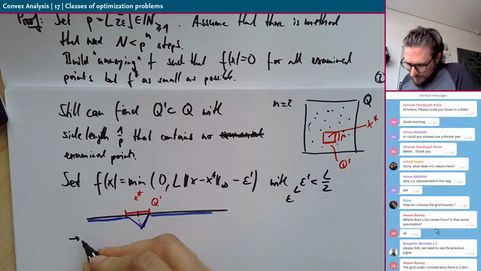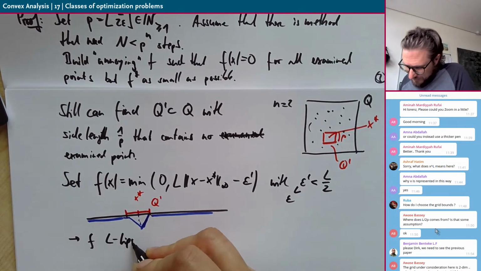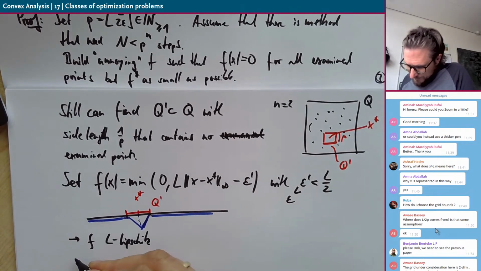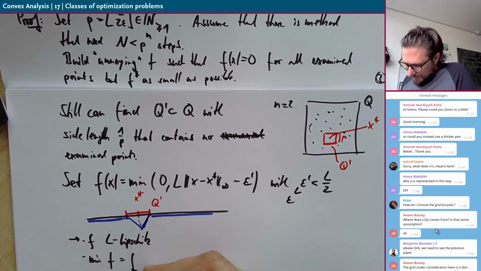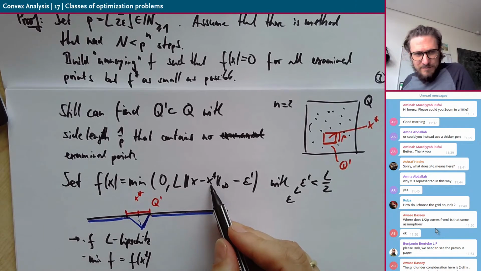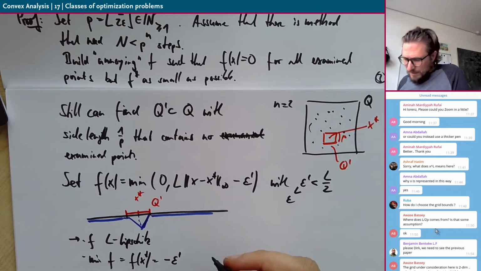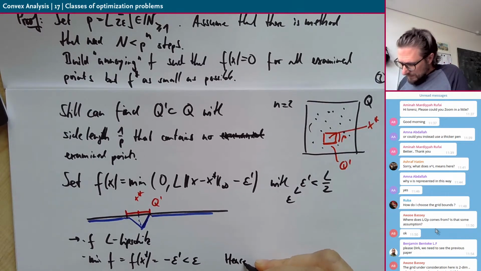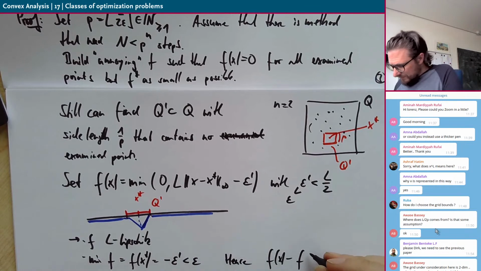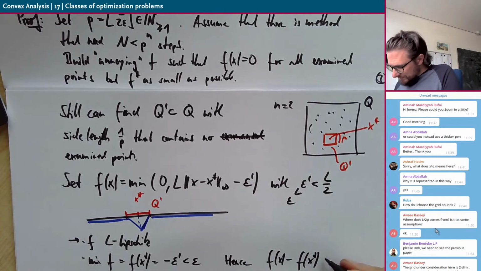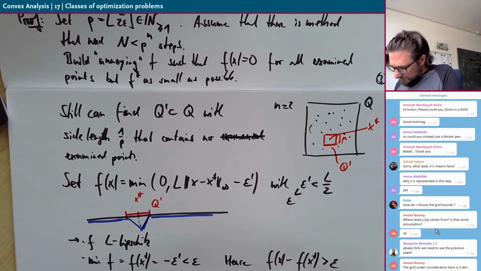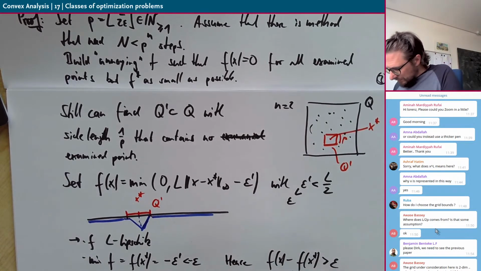And then this f is L-Lipschitz by construction. The minimum of f is f of x star, which is minus epsilon prime, and this is smaller than epsilon, and hence f of x minus f of x star is still larger than epsilon, so it's smaller than minus epsilon for all examined x.